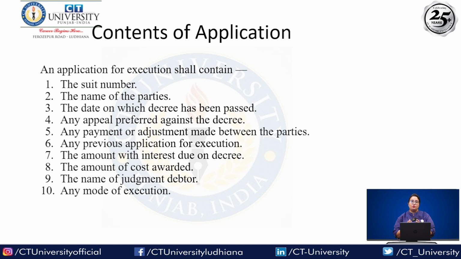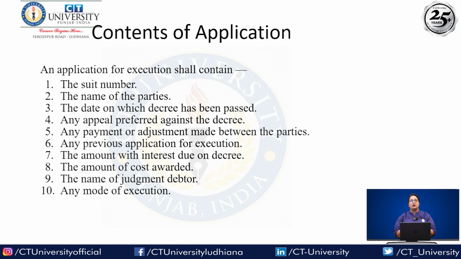Then the date on which the decree has been passed. This is the most important thing that must be mentioned in the written application, the date of the decree. Why so? Because there is a limitation period under the Code for the execution of a decree, that is 12 years from the date of the decree. And in the case of a permanent injunction or a mandatory injunction, it is 3 years only. Within 3 years, the execution can be made.